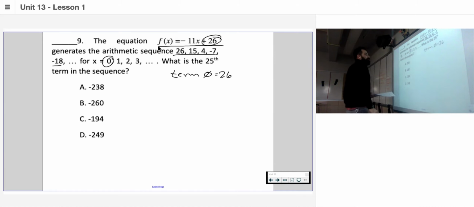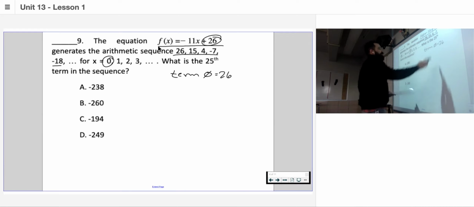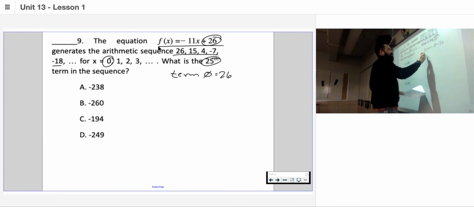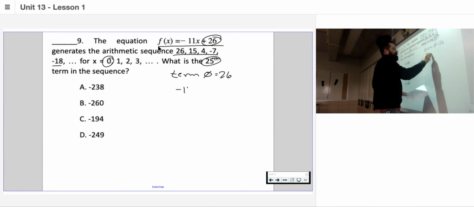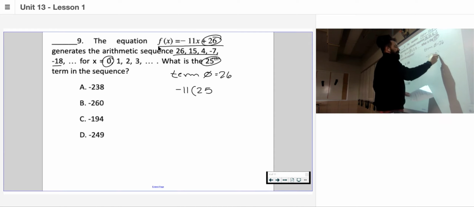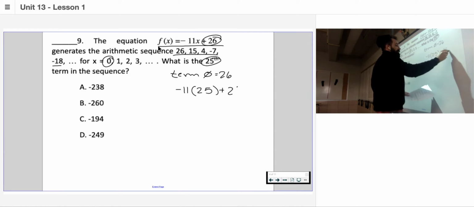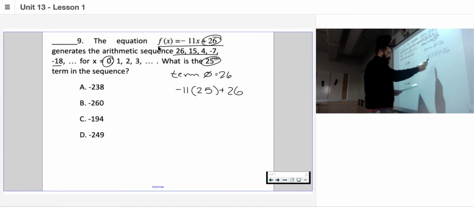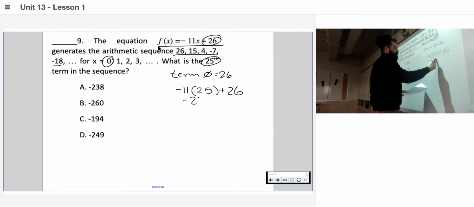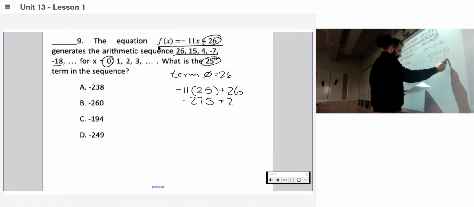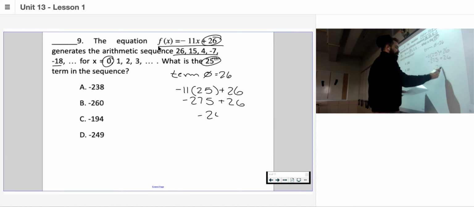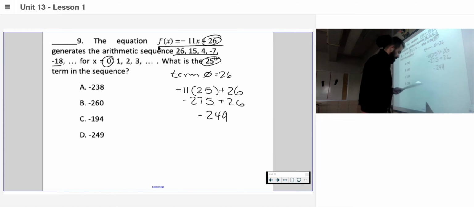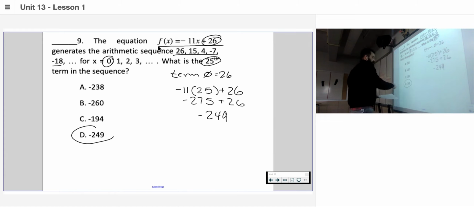What is the 25th term? Well, 25 is going to be the x. Negative 11 times 25 plus 26. Negative 11 times 25 is negative 275, plus 26 is negative 249. Negative 249.